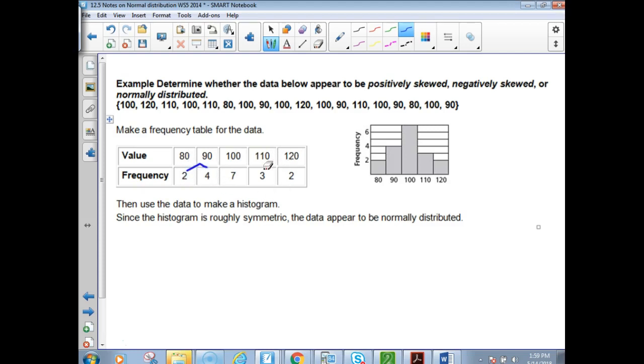And if these are smaller than the middle, and the middle is bigger than maybe even the sum of them almost, that seems like this is going to be normally distributed. Another way is to connect these and see if it looks like the bell curve, and this does. So because this histogram is roughly symmetrical, the data appear to be normally distributed.